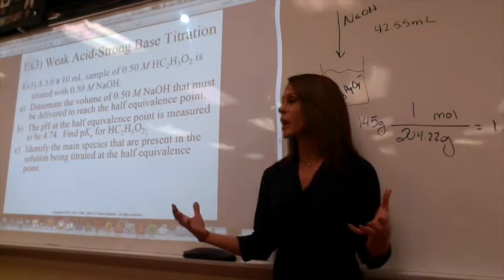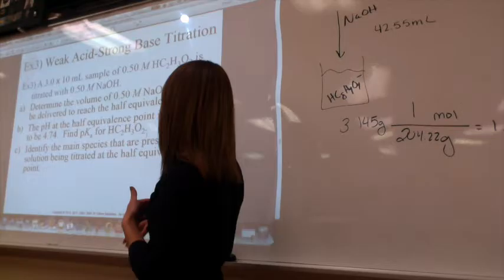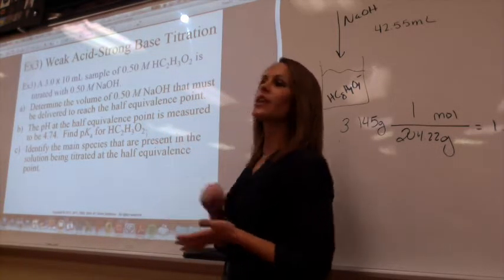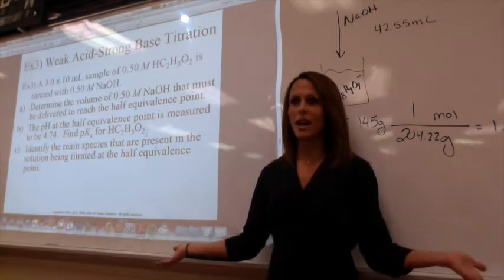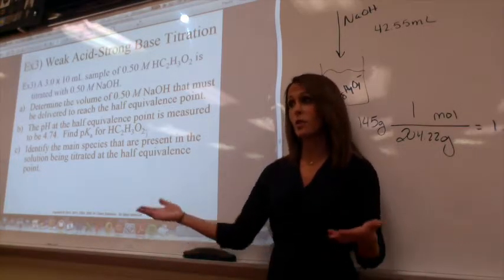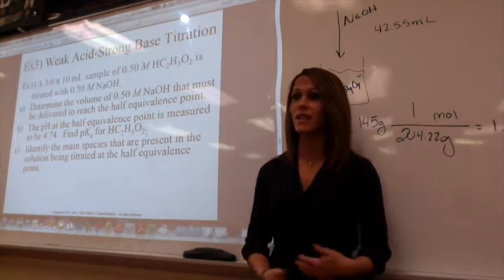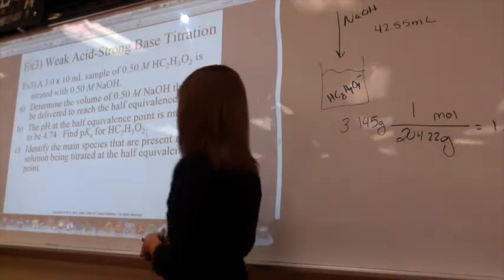All right, the reason why we like to find the half equivalence point is because then that will give us the pKa. And then if you get your pKa, you can find your Ka for your acid, which means that you don't have to go look at a book, or if you have some unknown acid, you can figure out the Ka value of it based on a titration, which is really helpful and good information.